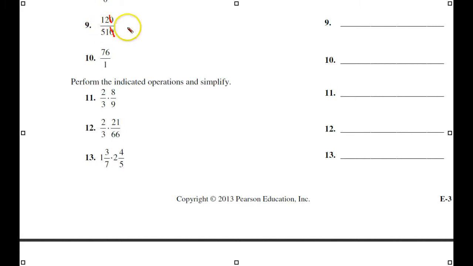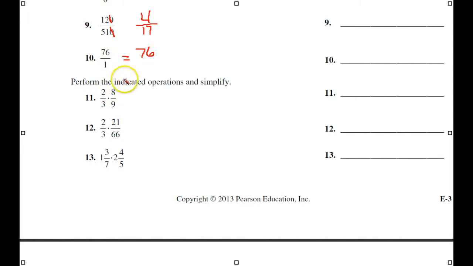So 3 goes into 12 4 times. 3 goes into there 17 times. So that's that one. Now all numbers are divided by 1. This is something we don't write, but there always is a 1 under any number. So that just becomes 76.